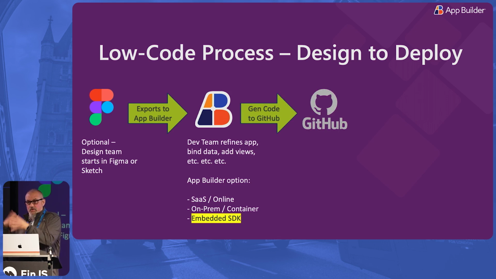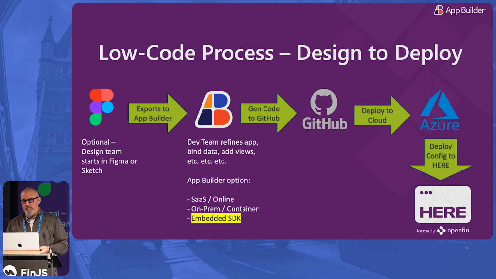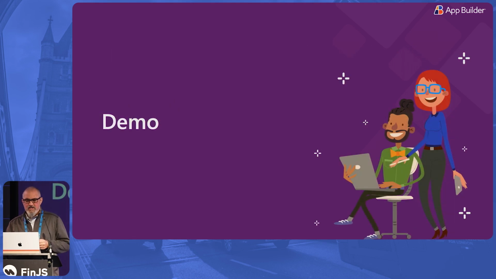Once you're in App Builder, you do all your stuff, hit a generate code button, it goes to GitHub. From GitHub, of course, it's very simple to deploy to Azure. And then what I did, in this case, for locally, I just used my JSON configuration. I'm running my apps within Workspace, or like I said, I sent them over to Gavin, and he dumped it into here, and it worked perfectly. And I'm going to show you all that right now in a demo.